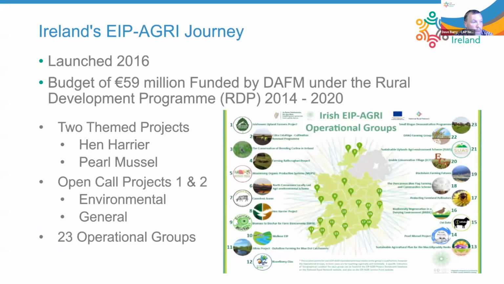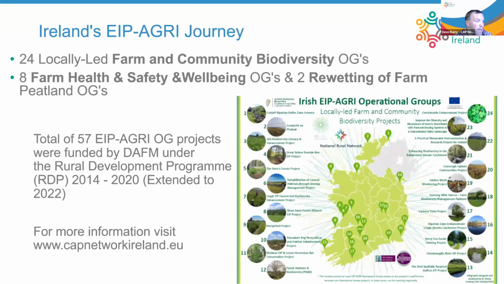So, just a quick history. Everyone's going to talk about them, but Ireland's journey really started in 2016, and 59 million euro was spent on the first round of the EIP program between 2014 and 2022. It was extended to 2022. Some of the big and standout projects were the hen harrier and the pearl mussel, and the themes were environmental in general. And you can see there are some nice infographics that were produced by the CAP network at the time.